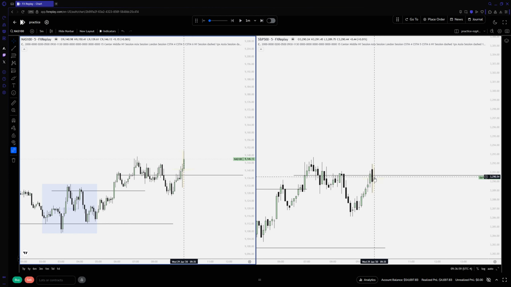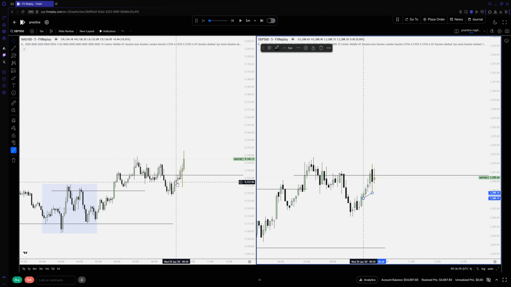But I want to see, actually, I guess I think we do have an SMT. We have an SMT right here, actually, because you can see the fair value gap. We have an SMT here, whereas we dipped into it here.